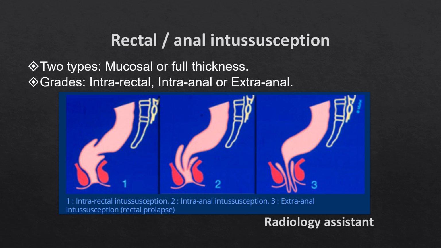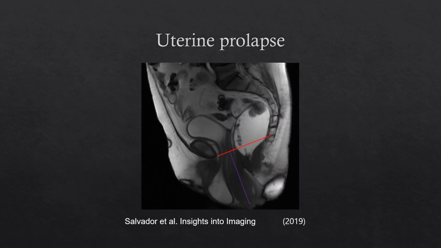I want to emphasize something important here regarding the rectal or anal intussusception. We have two types, either mucosal or full thickness. Also, we have grades, either intrarectal, intraanal, or extraanal. This one is intrarectal, this one is intraanal, and once you have a pouch extending outside the anus, this one is extraanal. And this one is full thickness because it's taking the full thickness of the rectum. In the last case that we demonstrated before, we have mucosal intussusception.